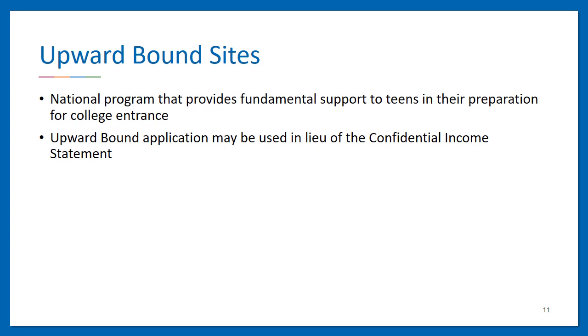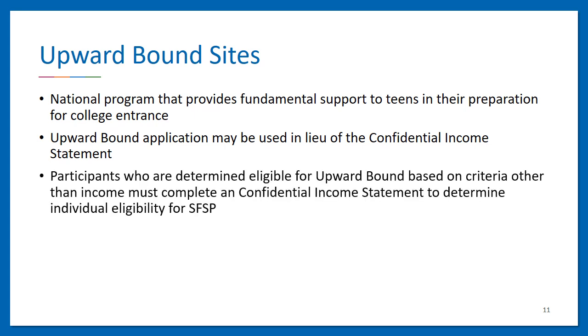Those children who are determined eligible for Upward Bound based on income may be considered eligible for SFSP meals without further application. However, participants who are determined eligible for Upward Bound based on criteria other than income, such as being a potential first-generation college student, must complete a confidential income statement in order to determine individual eligibility for the SFSP.